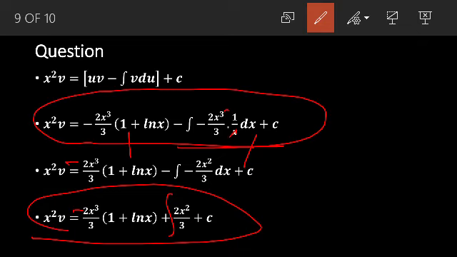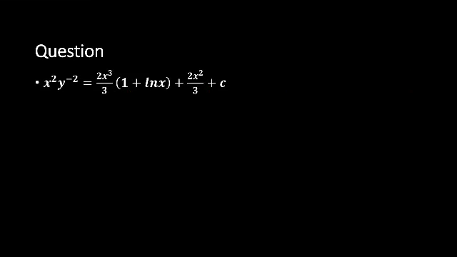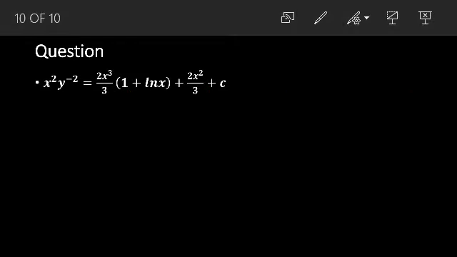And when we integrate 2x cubed over 3, we are going to get 2 over 3 times the integral of x squared, which gives us x cubed over 3. So that will give us 2x cubed all over 9. So we correct that, and that now leads us to the final answer here.